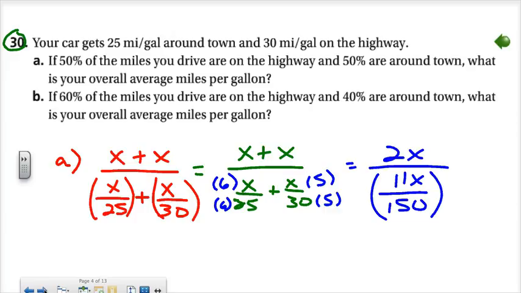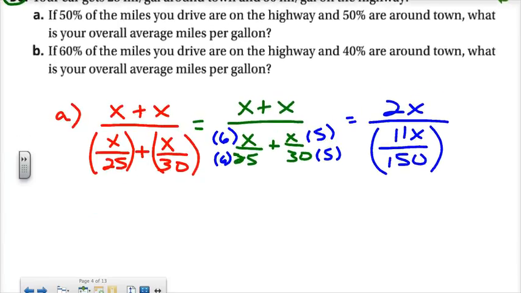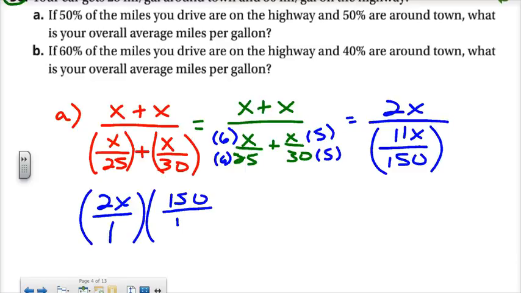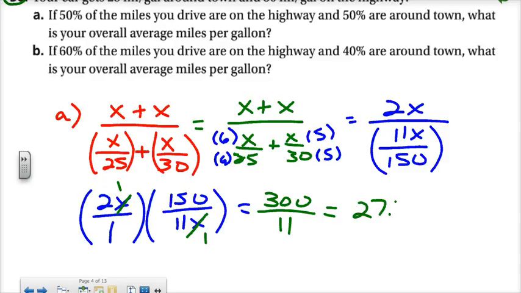So now we have 2x being divided by a fraction. Well, let's write 2x as 2x over 1 and multiply by the reciprocal. And you'll notice that when you do that, the x's are going to drop out, which is great because that means we will get our miles per gallon. And we will need 300, because 2 times 150 is 300, divided by 11. And when you punch that into your calculator, you get 27.27 repeating miles per gallon.